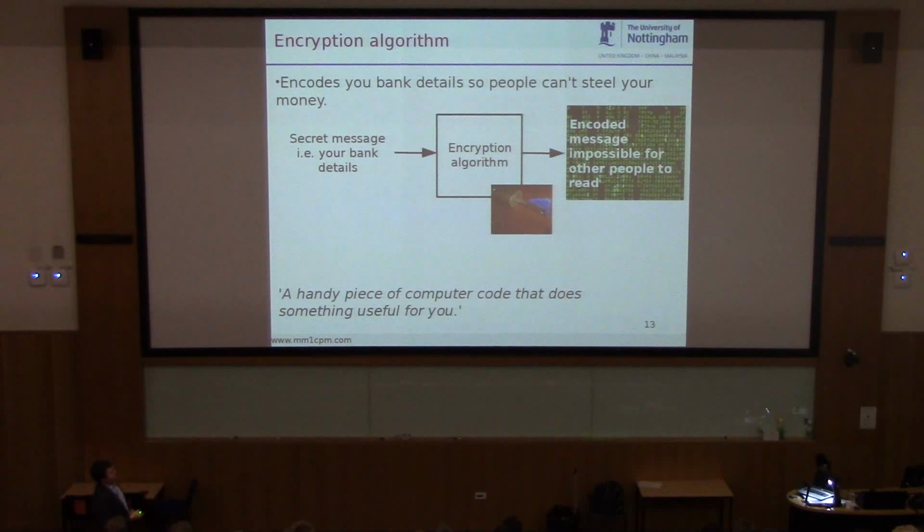Another example that's been in the news a lot with the NSA spying story is encryption algorithms. Whenever you want to transfer £10 to your friend, you log into your banking website, and they use an encryption algorithm to make sure the connection between your computer and the bank is secure so nobody else can read it. It scrambles whatever you want to do so nobody can read it, and transmits it. You send your secret message to your bank, the algorithm makes it unreadable, and then your bank can read it. Again, a handy piece of code that does something useful for you.